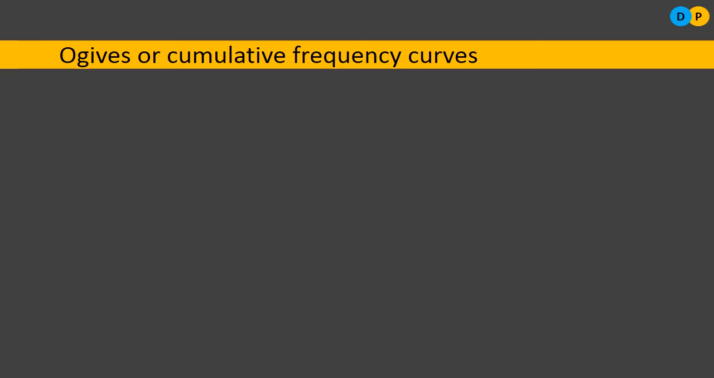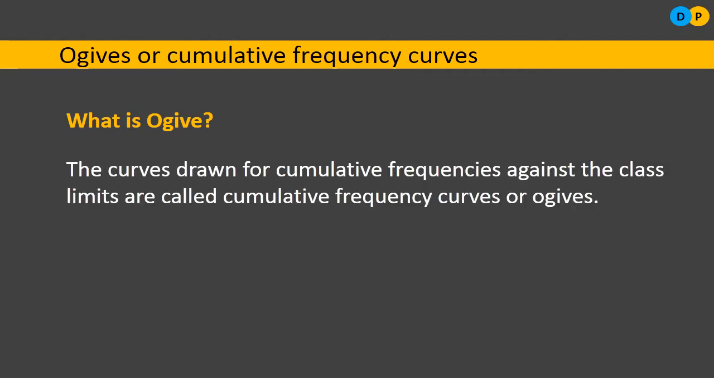So first of all, what do you mean by an ogive? The curve drawn for cumulative frequencies against the class limits is called a cumulative frequency curve or ogive. So what is an ogive? An ogive is nothing but the curve drawn for cumulative frequencies, not for frequencies. So for a problem, if they have given us frequencies, we need to find cumulative frequencies.